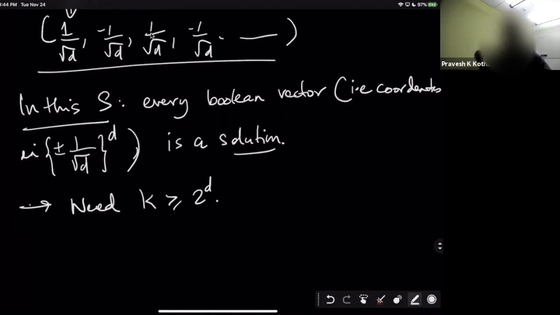Okay. So let me stop and see if there are any questions. Is this example clear? It's a very silly, simple example, but it shows you that this problem at its generality is completely insoluble.